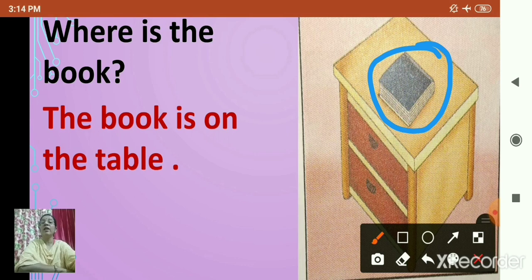So which word tells us the position of the book? Can anyone tell me? Yes, the word "on". So "on" is the position word. It tells us where the book is. The book is on the table. Okay, go to the next example.